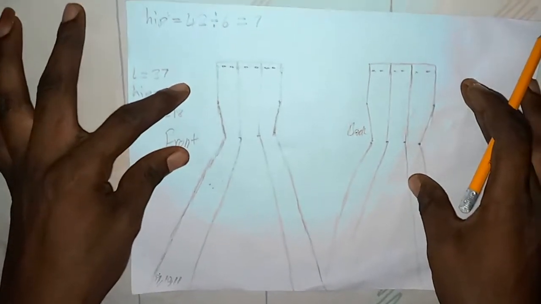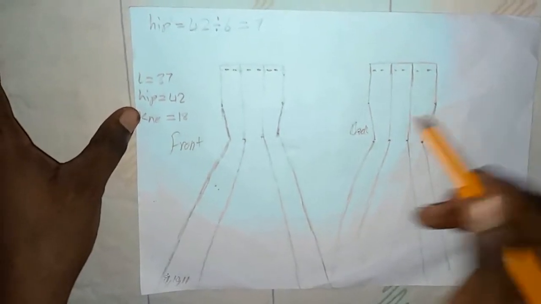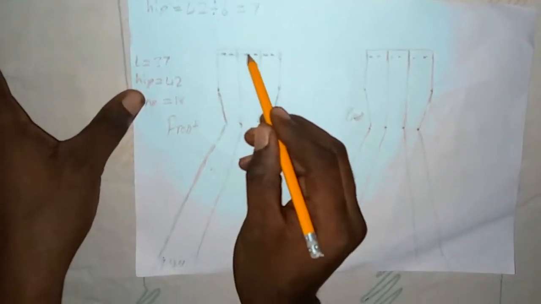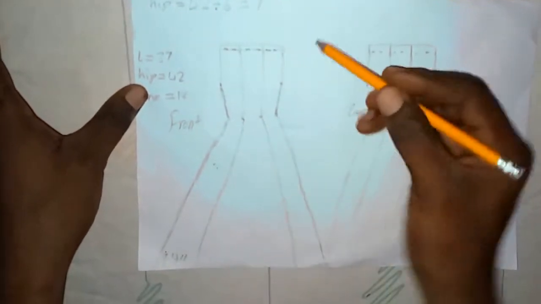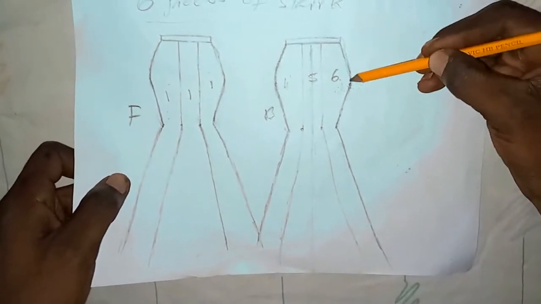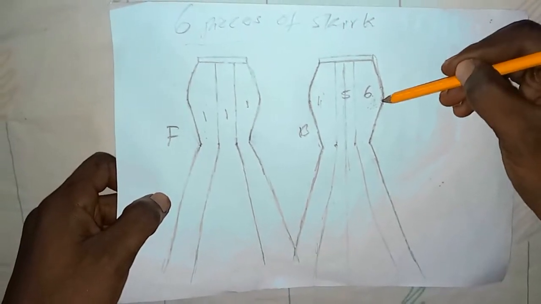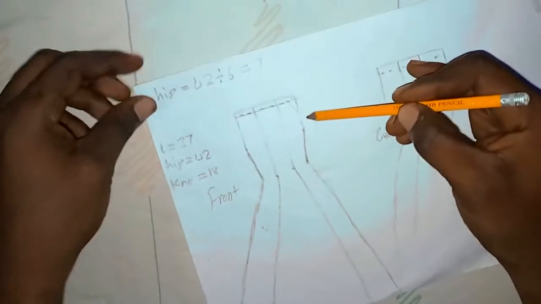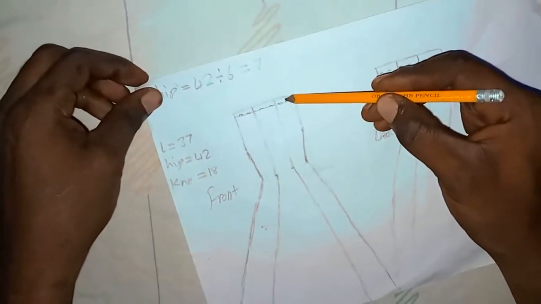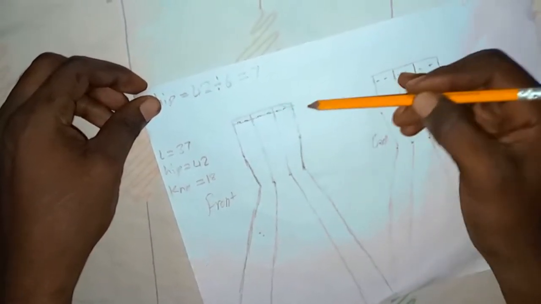This also is a six pieces of skirt, but this one is an elastic form. We're going to use an elastic for the waistband, so we don't need to shape it. If you look at this, it's already shaped. We're going to shape this one whilst cutting it. When doing this with elastic, we don't need to make any shape.